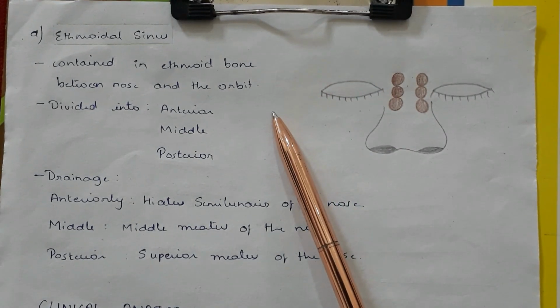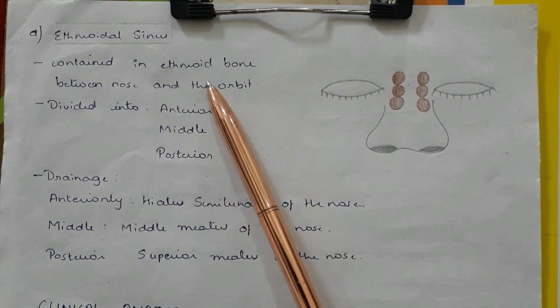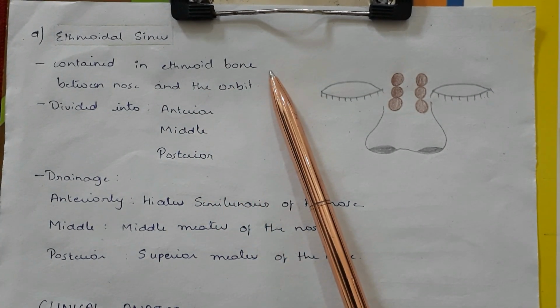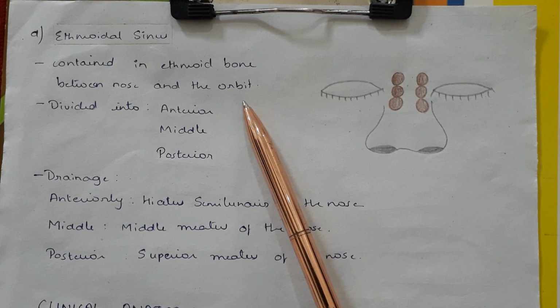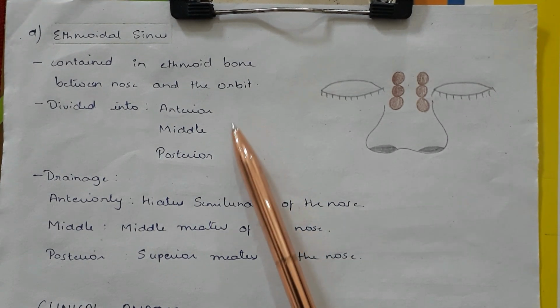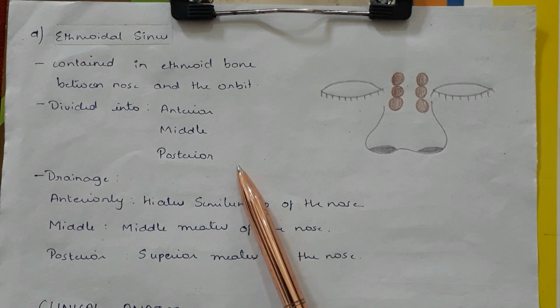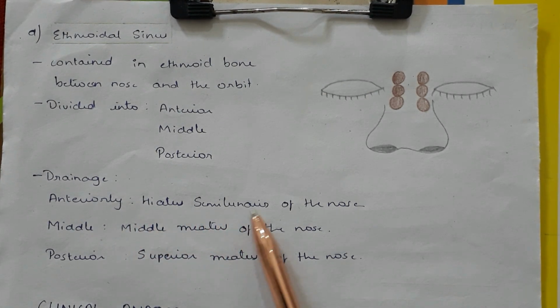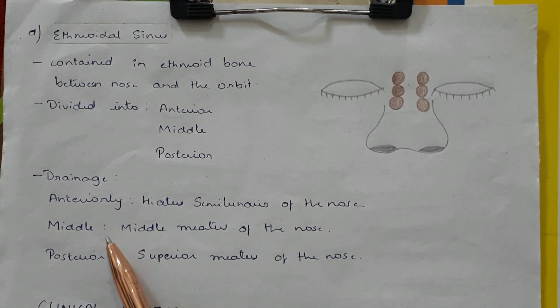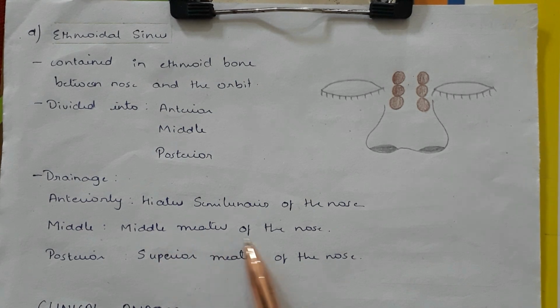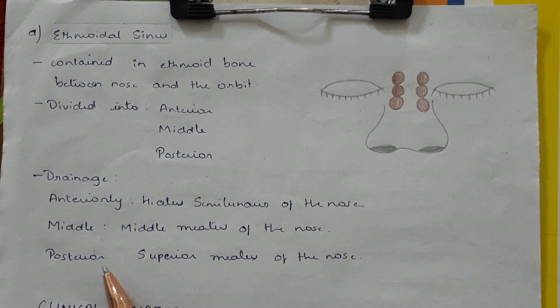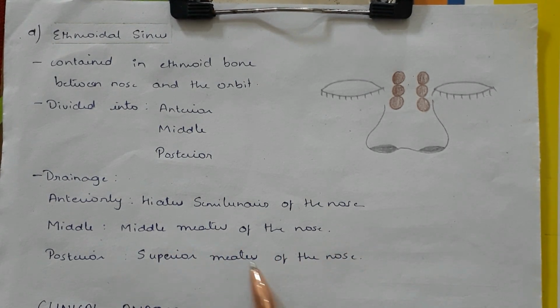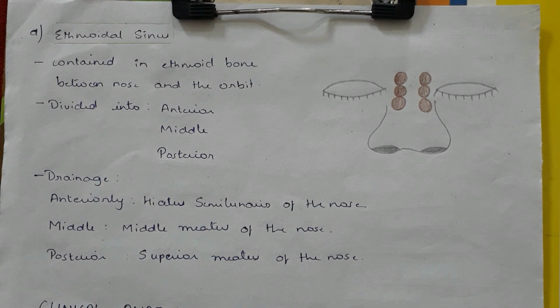Then we have the ethmoidal sinus. It is contained in the ethmoidal bone between the nose and the orbit. It is divided into anterior, middle and posterior. It drains anteriorly into the hiatus semilunaris of the nose. The middle portion drains into the middle meatus of the nose and posteriorly drains into the superior meatus of the nose.